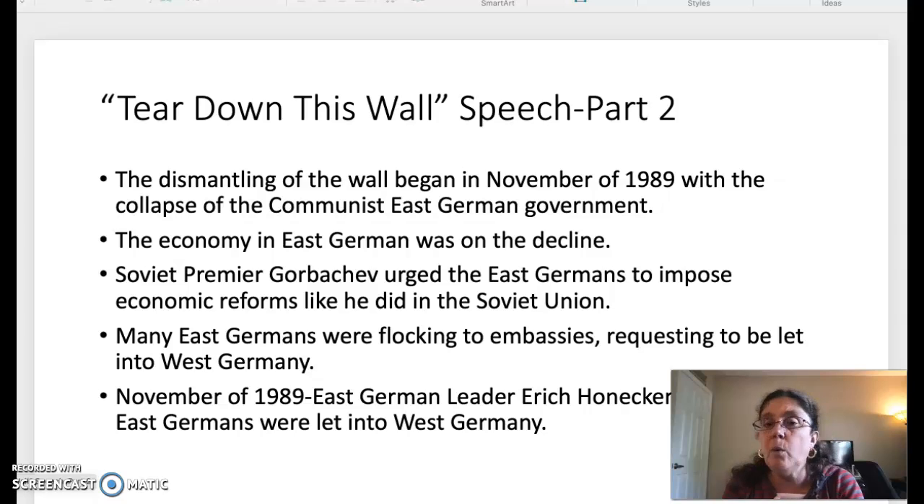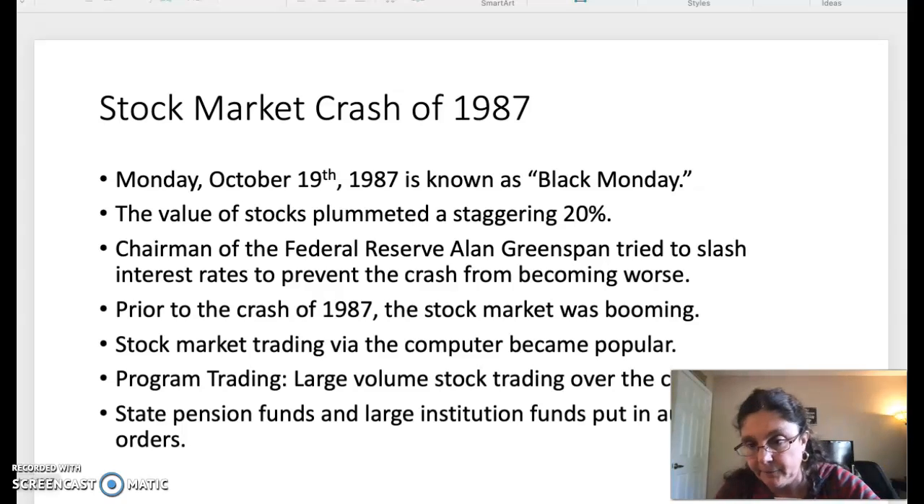So the dismantling of the wall began in November 1989 when the communist East German government collapsed. The economy in East Germany was on the decline for quite some time. Soviet Premier Gorbachev urged East Germans to impose economic reforms like he did in the Soviet Union with perestroika and glasnost. Many East Germans were flocking to embassies wanting to be let into West Germany. In November 1989, East German leader Erich Honecker resigned and East Germans were let into West Germany.